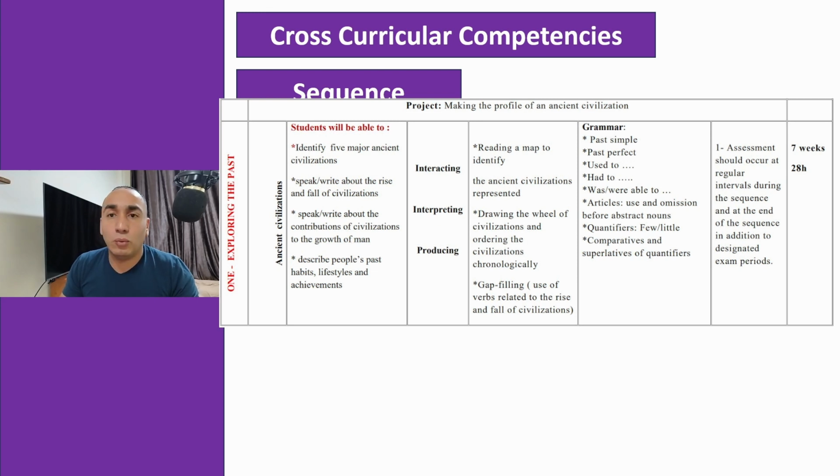students will be able to do what? Identify five major ancient civilizations, and speak or talk about the rise and fall of civilizations. So these are usually what we call communicative objectives. They are part of the project, which is making a profile of an ancient civilization. So you can't skip these.